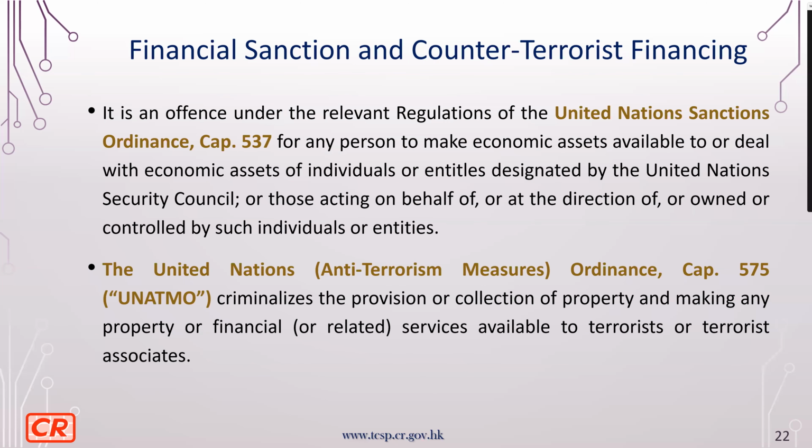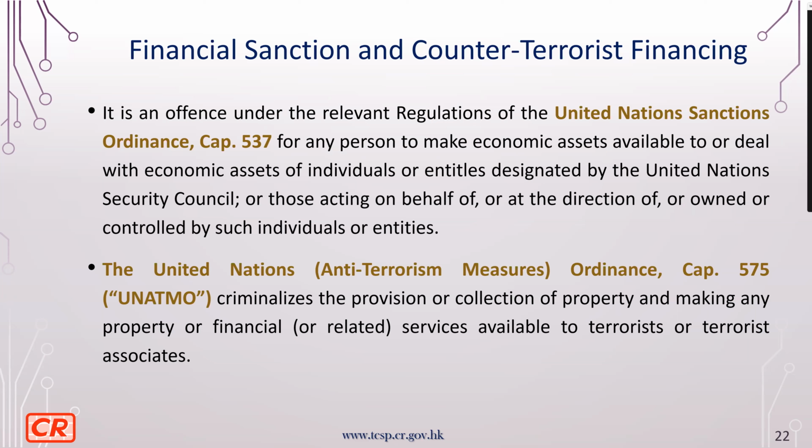Apart from the requirements under the MLAW, licensees should also be aware of the other anti-money laundering and counter-terrorist financing statutory requirements. In relation to financial sanctions, a person is prohibited by the relevant regulation under the UN Sanctions Ordinance, Cap 537, from making available or dealing with economic assets of individuals or entities designated by the UN Security Council, as well as individuals or entities acting on behalf of or at the direction of, or owned or controlled by, designated individuals and entities. The term economic asset means any funds or other financial assets or economic resources. The most up-to-date list of sanctioned persons and entities is available online.